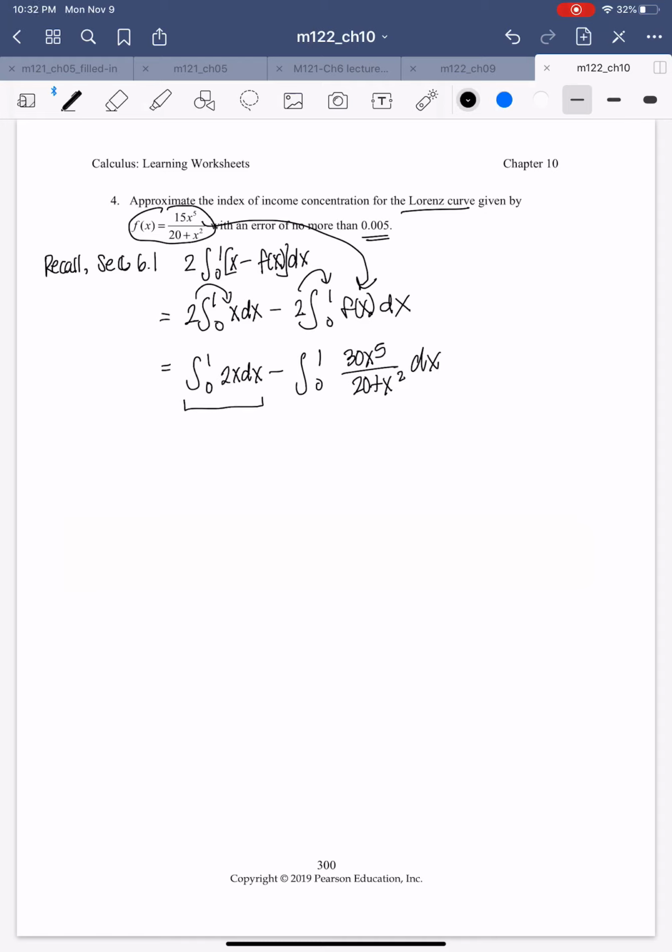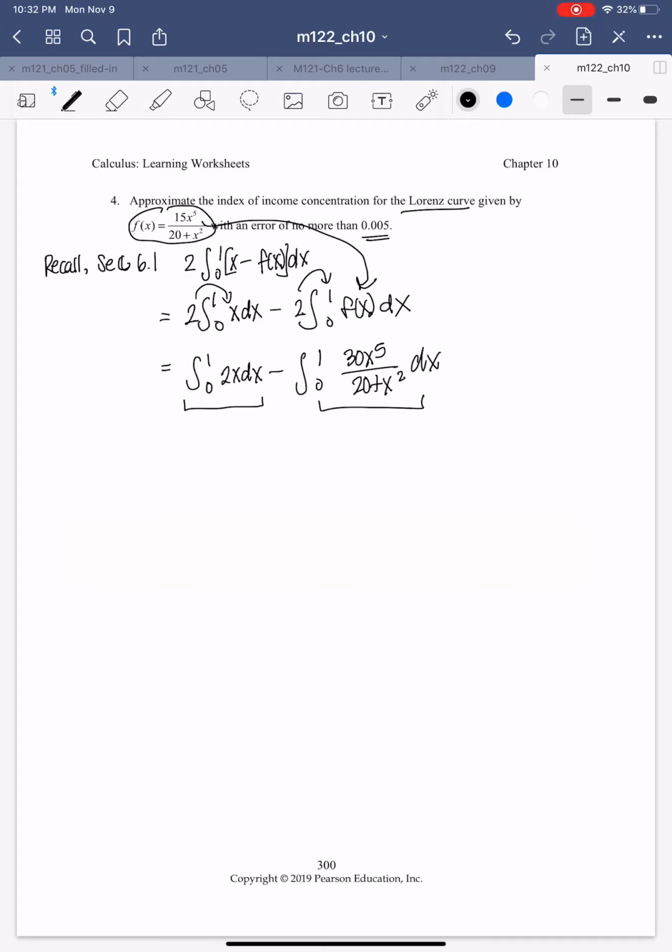This is very easy to integrate, right? This one requires a little bit of thinking. This one is a Taylor polynomial. U substitution will not work. You can try it, but it's not a simple one. So we need a little bit of work to do for the second integral. But the first one is easy, so let's begin with that.